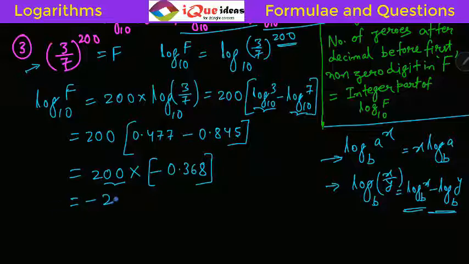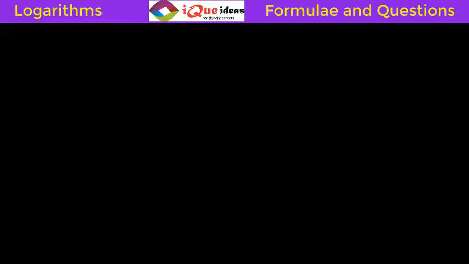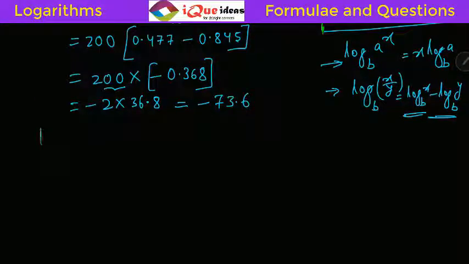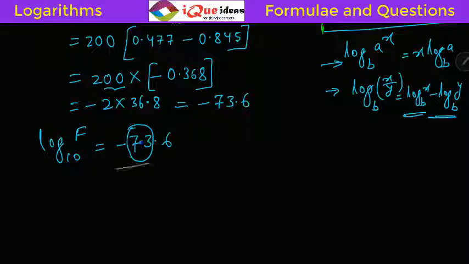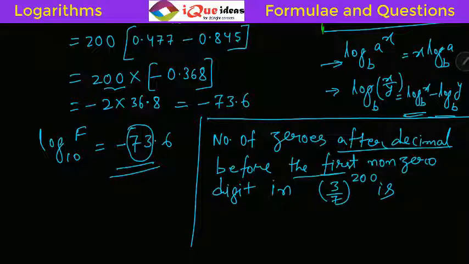If you carefully multiply, the 2 zeros will shift the decimal two places to the right. So it is 2 into 36.8, which comes out to be finally minus 73.6. This means that log of f to the base 10 is equal to minus 73.6. As you can see, the integer part of this number is just 73. You don't have to bother about the minus sign, because it's a fraction, so the log will definitely be negative. The answer to the question, the number of zeros after the decimal before the first non-zero digit in the number (3/7) raised to the power 200, is equal to this integer part, that is 73. So this is the answer of this question.